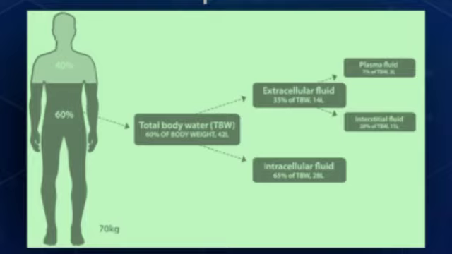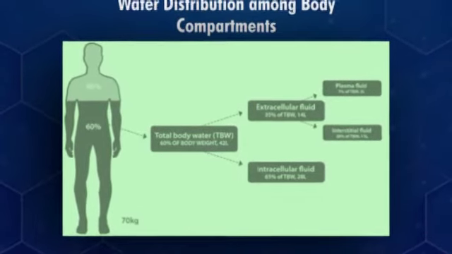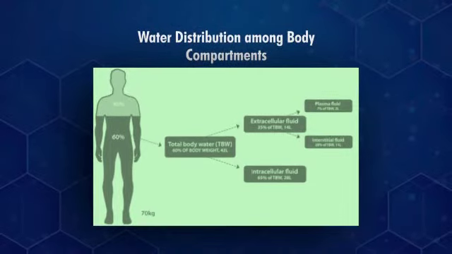extracellular fluid is 35% of total body water. This is 14 liters, and intracellular fluid is 65% of total body water. This is 28 liters. In extracellular fluid, the plasma fluid is around 7% of total body weight, and interstitial fluid is 21% of the total body weight.